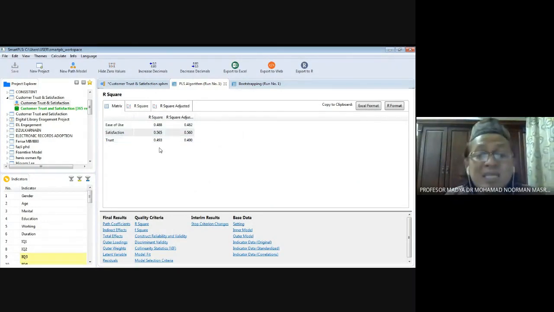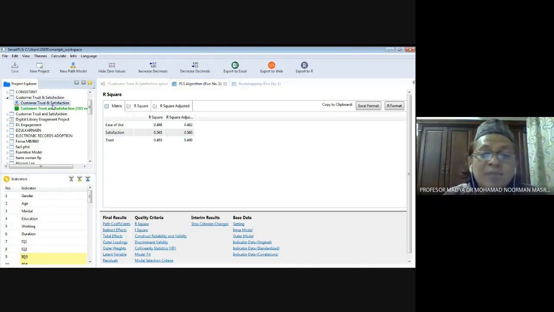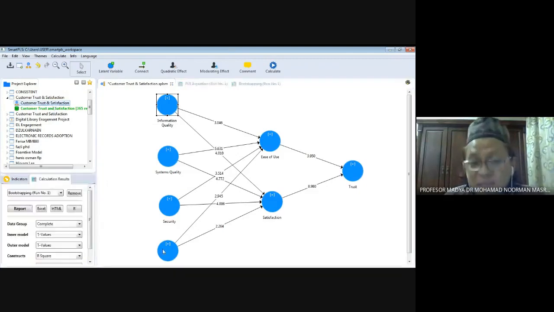Basically, it is less than 0.1. So if it is less than 0.1, it means that even though your hypothesis is accepted, the independent variables, the predictors, are not very strong in predicting the dependent variable. That means they are actually significant, but they are not very strong to actually predict the dependent variable. Okay, that is R square.